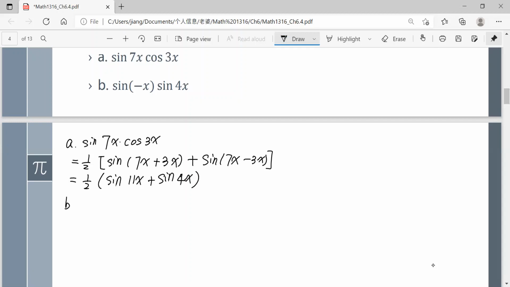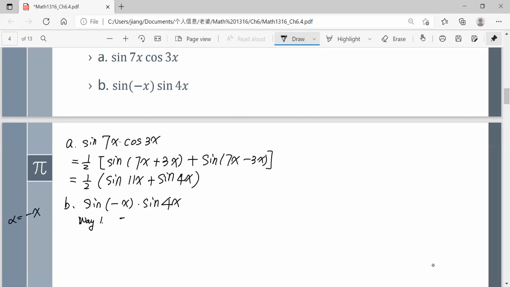Let's find B. B equals sine negative x times sine 4x. Since here is a negative sign, I can pull out the negative outside because sine is an odd function. And if you want to keep the negative sign in it, just assume that alpha equals negative x, and then use the formula. So let's solve it with the first way, way 1. Just assume negative x is alpha. I don't pull out the negative sign in front.